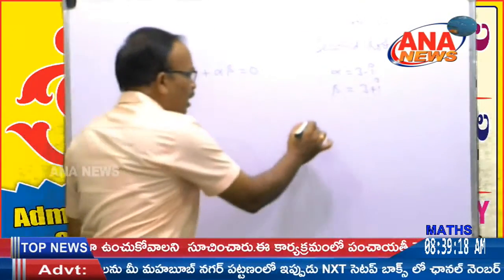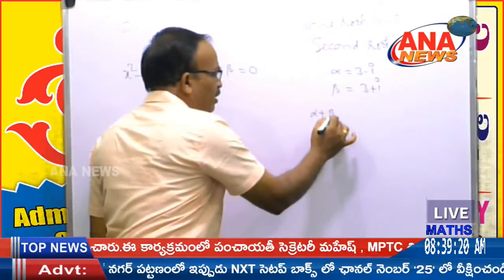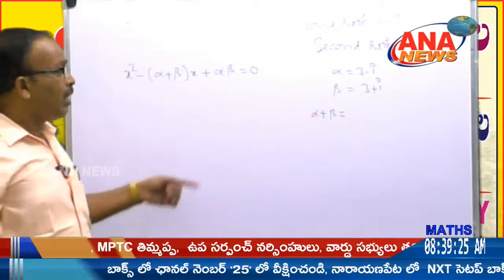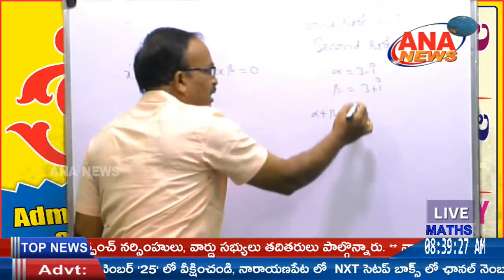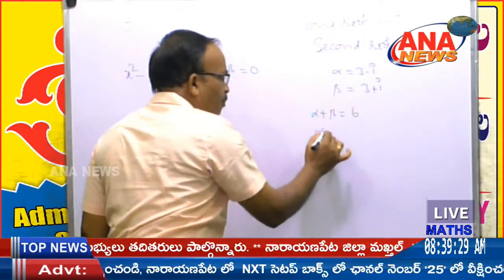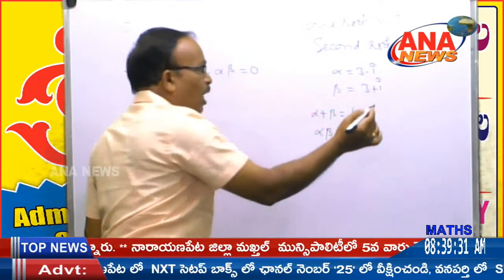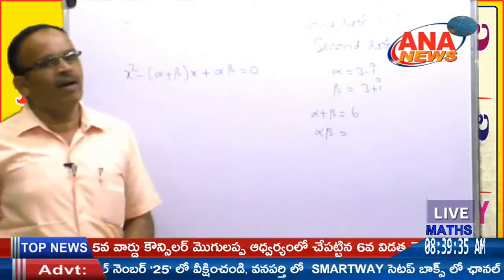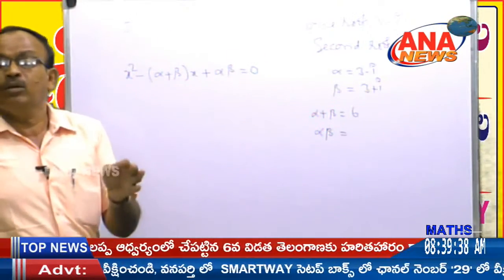Now clearly, alpha + beta is what? The sum of these two values. The sum of those two values, i cancels, is 6. Alpha beta is equal to, what is alpha beta? See, clearly these two are in the form of (a + b)(a − b).